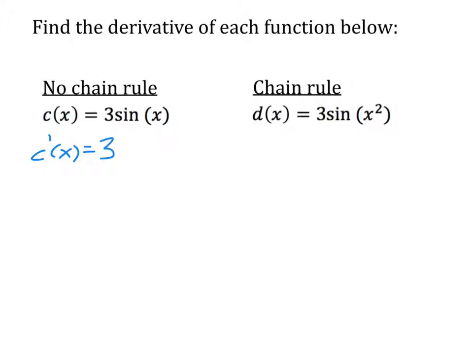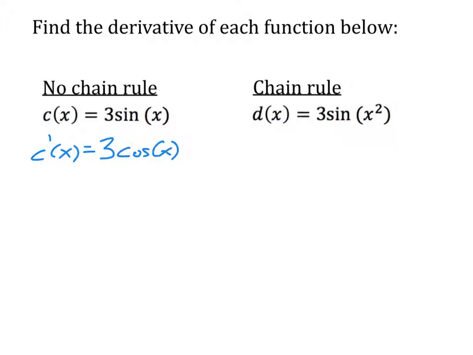When it's just plain old x, I just use the derivative rule I already know, which is that the derivative of sine is cosine. So that's going to be 3 times cosine of x. And that's the final answer, because of course, remember, when you multiply by a constant, the constant just multiplies by your derivative.